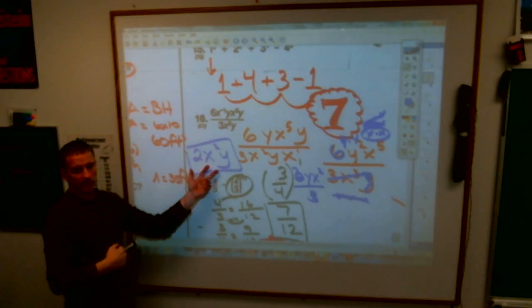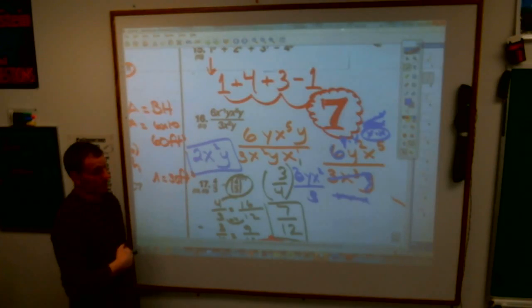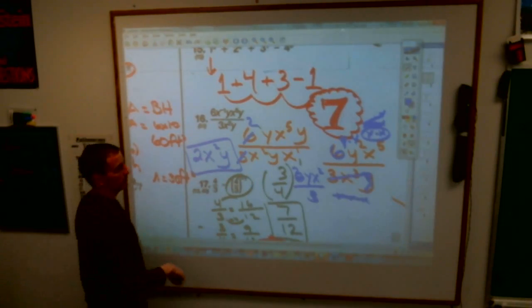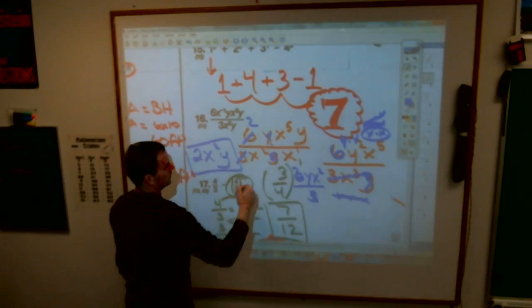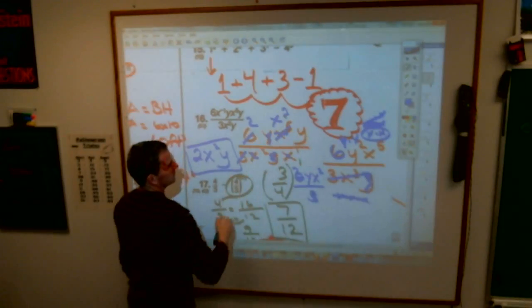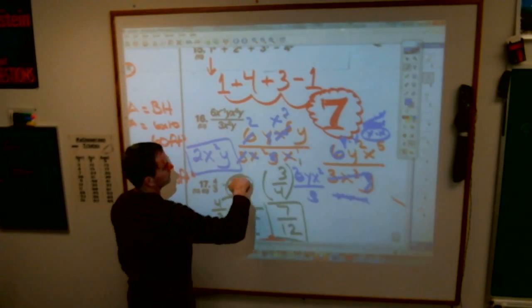Usually we write letters alphabetically, but it doesn't matter. You can cross the 3 off with the 6 right away and get 2. And then cross this Y off with that Y right away. Lose all these X's off with that. Wait, is it X three or X two? X two.